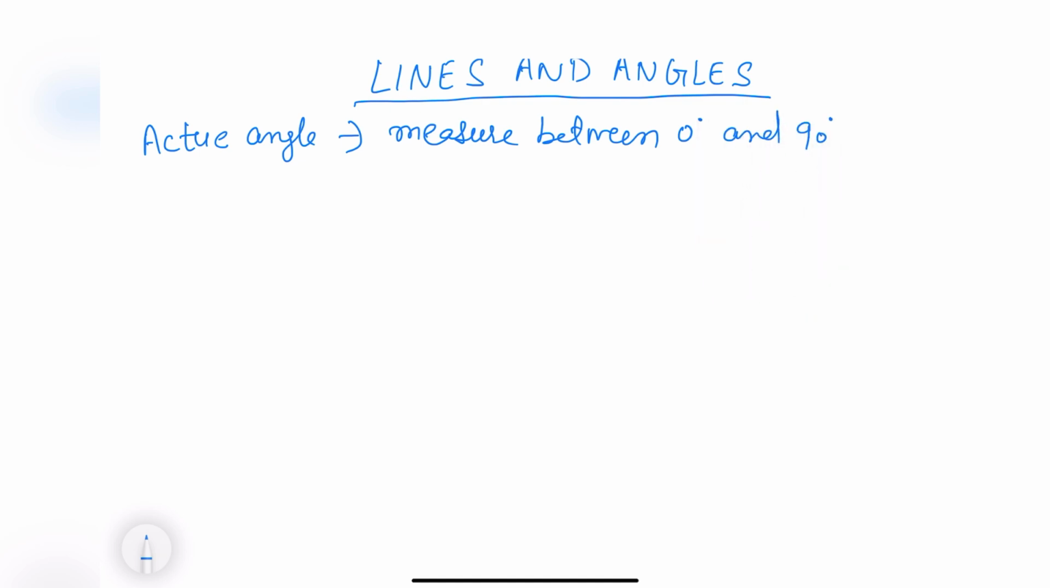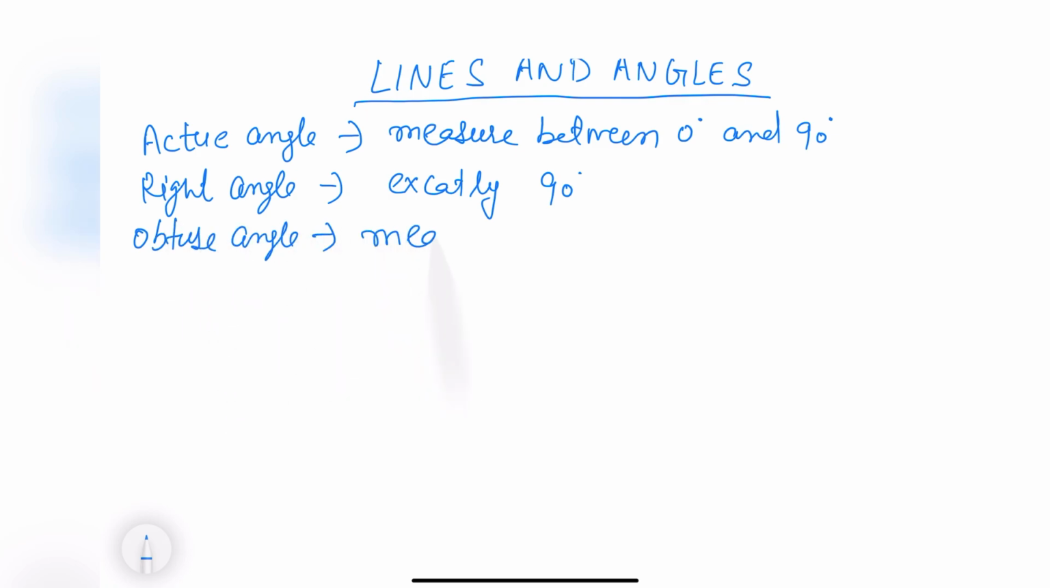It means जो 0 degree से बड़ा हो और 90 degree से smaller हो, that angle is known as acute angle. Then we have right angle, whose exact measure is exactly 90 degree. Then obtuse angle, which measures between 90 degree and 180 degree. That means greater than 90 and less than 180. So this is known as obtuse angle.